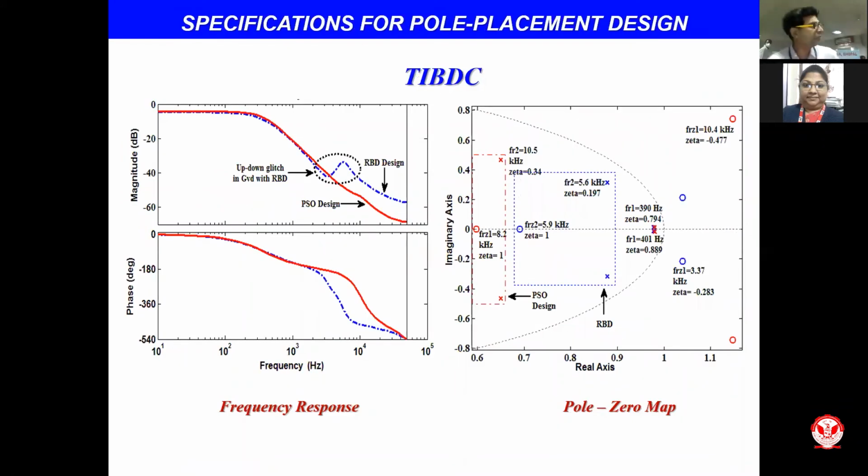This is for the second converter, where you see that a more dominating up down glitch is visible. But in this case, there is a very marginal up down glitch. It should not be called an up down glitch. There is a marginal change in the gain, but that too is at very high frequency, so it may not affect.